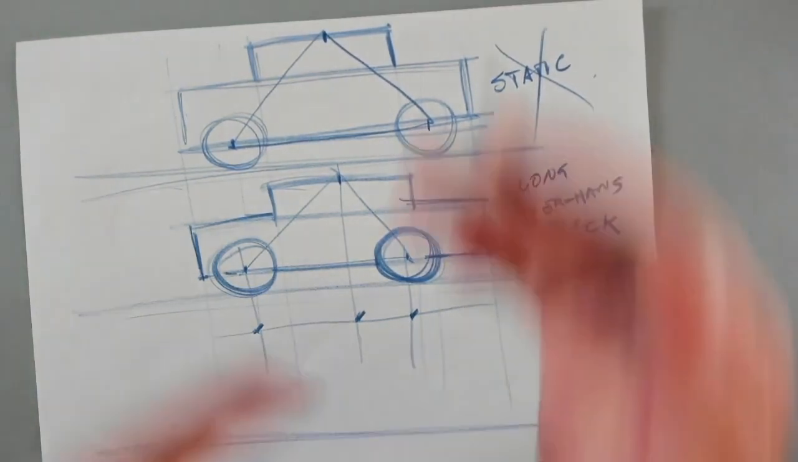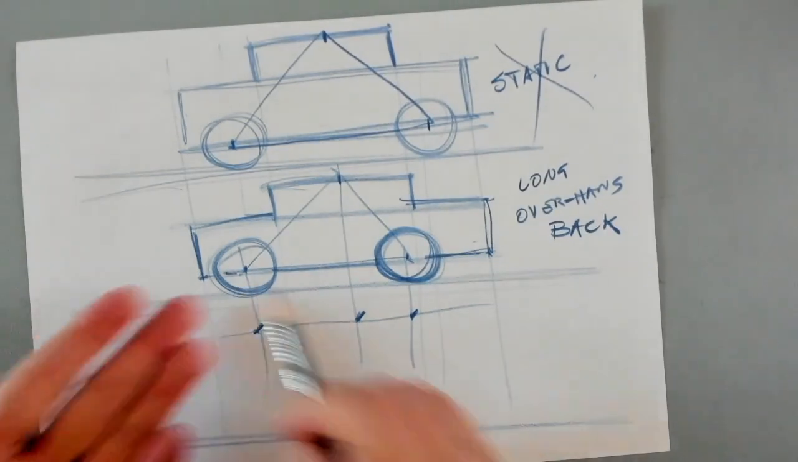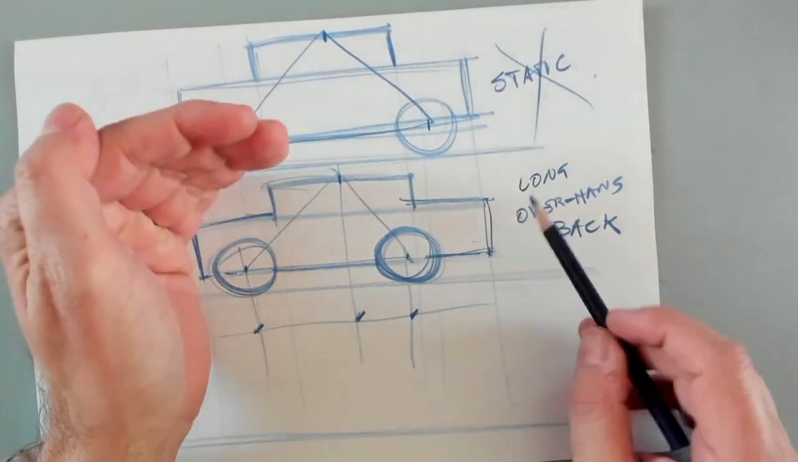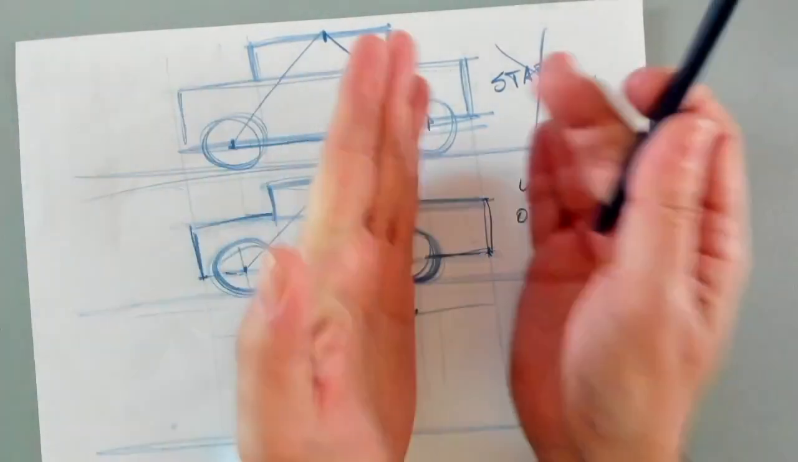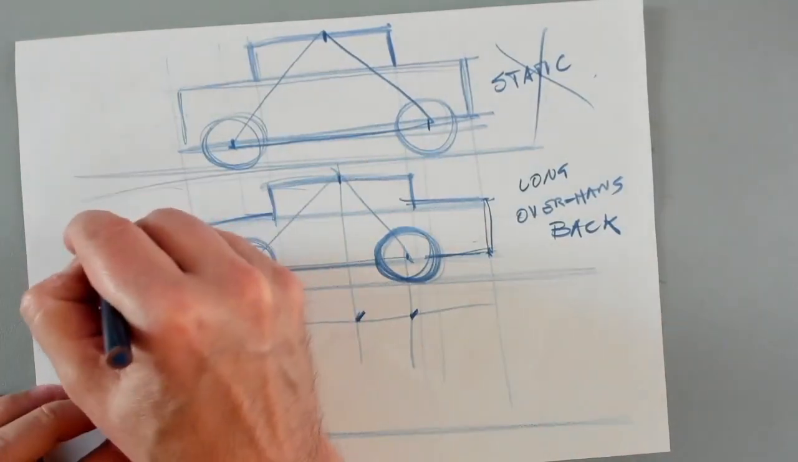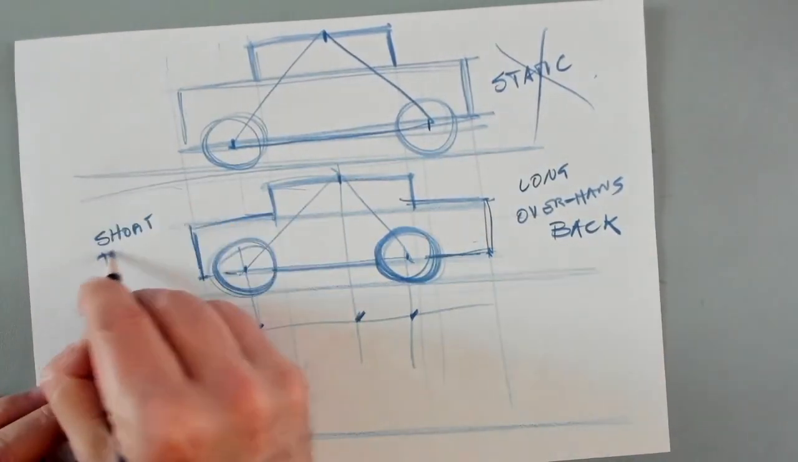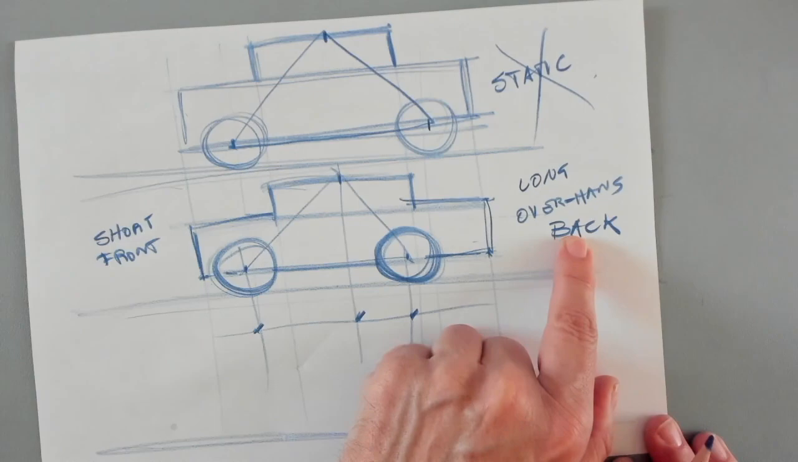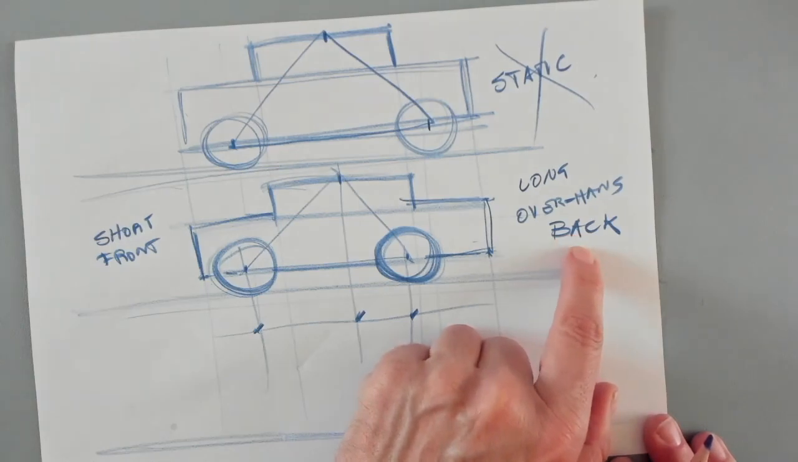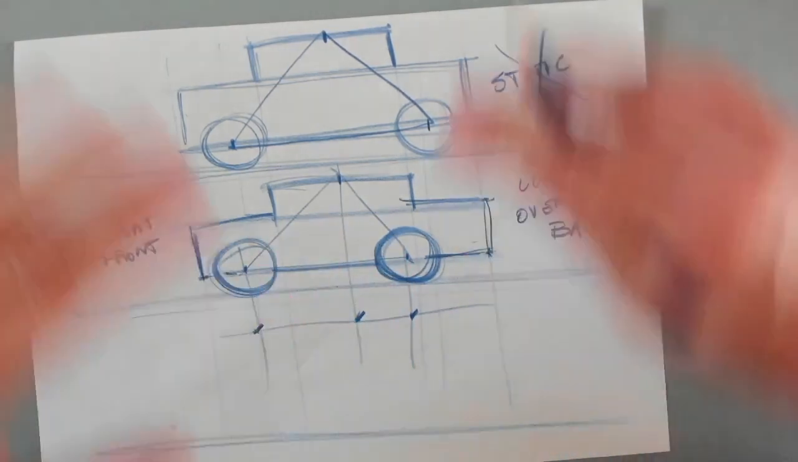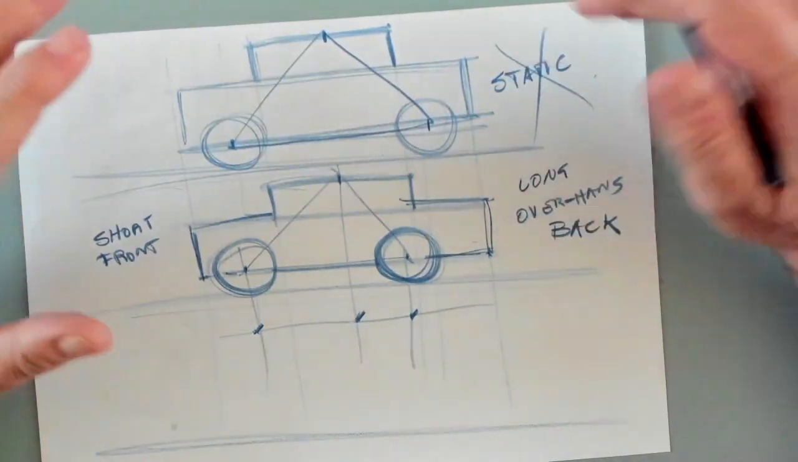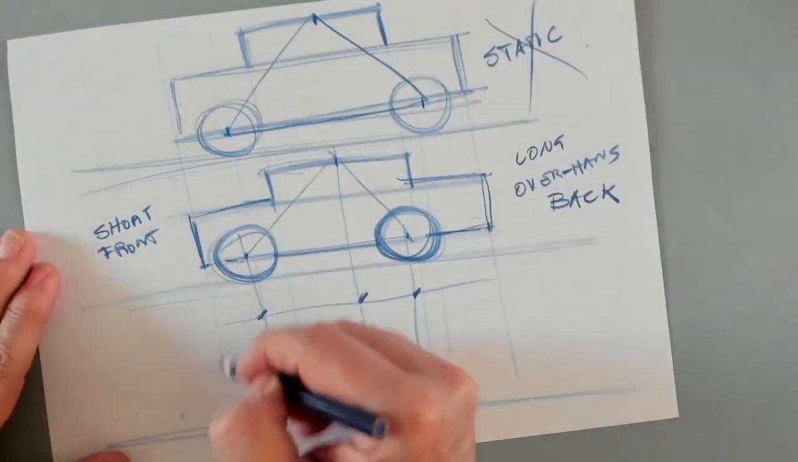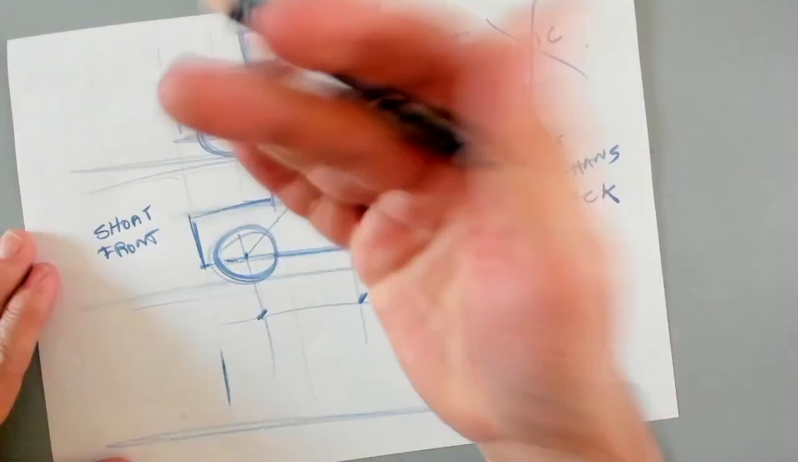Long overhang in the back. For example, some BMWs are like that. They have a short nose and long overhang. So here we have a short front, and here we have a long overhang back. So this is already more exciting, okay? More exciting. Now let's do another case.